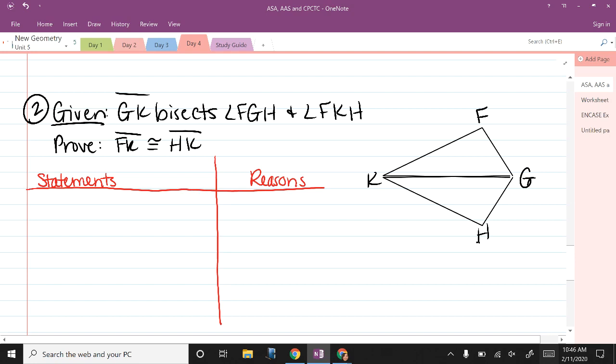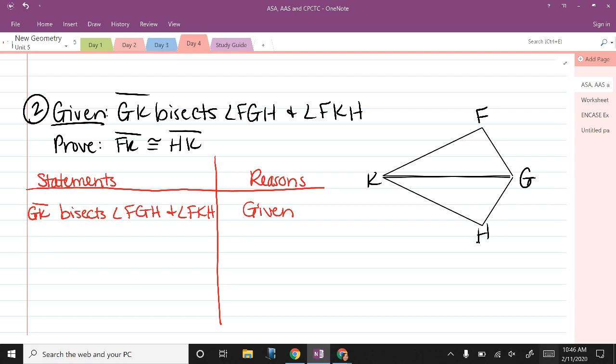What's my first statement? The given. Segment GK bisects angle FGH and angle FKH. And what's the reason for my first statement? That's given. That's always my first reason. Always. And like I said, sometimes people split up givens, but this is just one sentence.